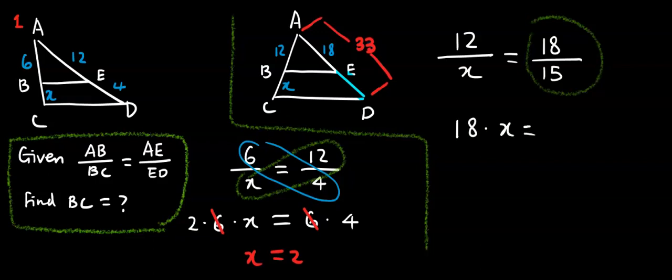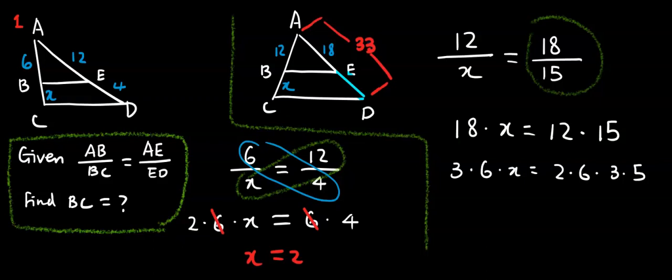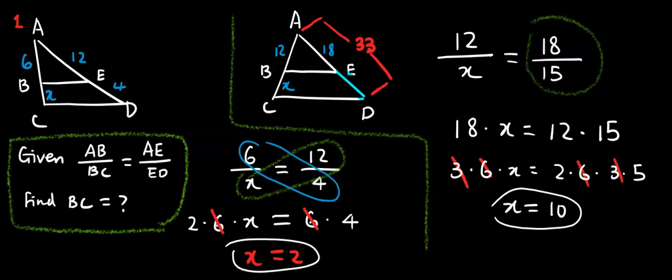18 times X is 12 times 15. Let's practice our simplifying here. 18 is 3 times 6 times X. 12 is 2 times 6. 15 is 3 times 5. Let's see how many we can simplify here. And 3, you're gone. 6, you're gone. Oh, that's good. Almost there. Change the color. X is 2 times 5. X is 10, which means BC is 10.